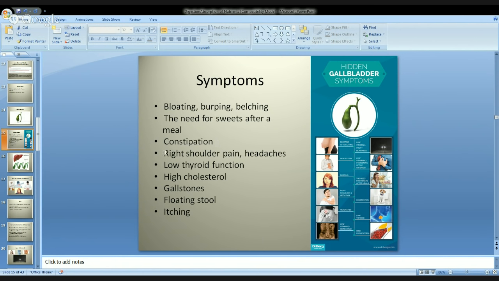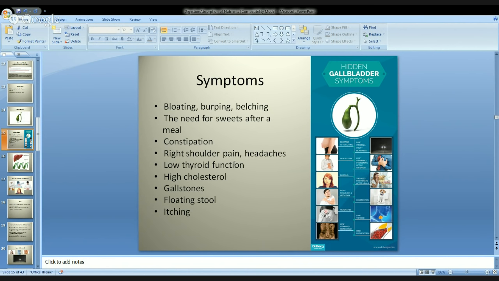Now, right shoulder pain, oh my gosh, that's classic gallbladder, as are headaches. So anything on the right side, like the jaw, a headache on the right side, the scapula on the right side, that's all gallbladder. The other thing that's fascinating is low thyroid function. Did you know that the thyroid converts T4 to T3 through the gallbladder and liver? So without a good gallbladder, you can't convert those hormones, and you're going to have thyroid symptoms, and you'll take the thyroid medication. You will not feel any more energetic. You won't lose weight because your thyroid problem is secondary to a lack of bile.